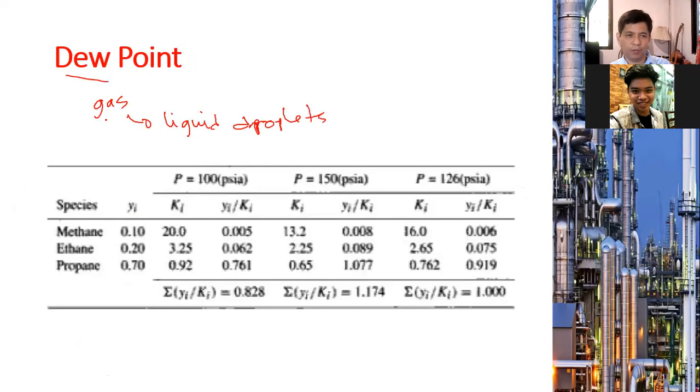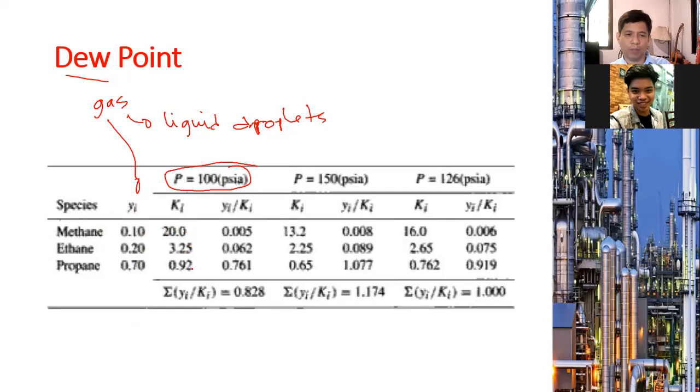Okay? So that's why kung gas siya, yung given na 10, 20, 70 ay Y sub I. Okay? So mag-start tayo sa 100 PSI. As I've said, trial and error siya. So at 100 PSI tapos 50 degrees Fahrenheit, babasahin natin sa table yung kanyang K sub I. So for methane, for ethane, for propane. So ito yung nabasa sa table.